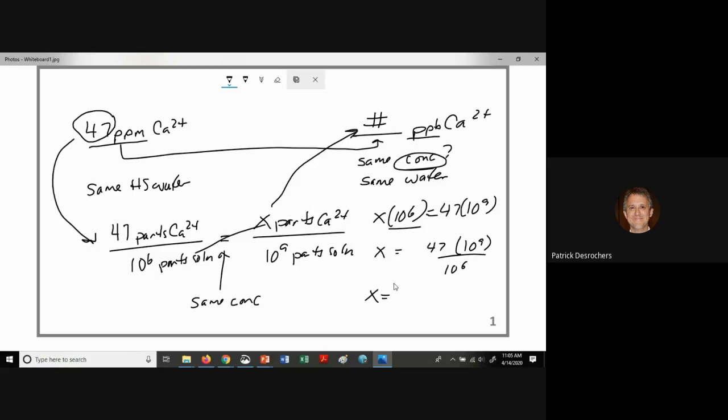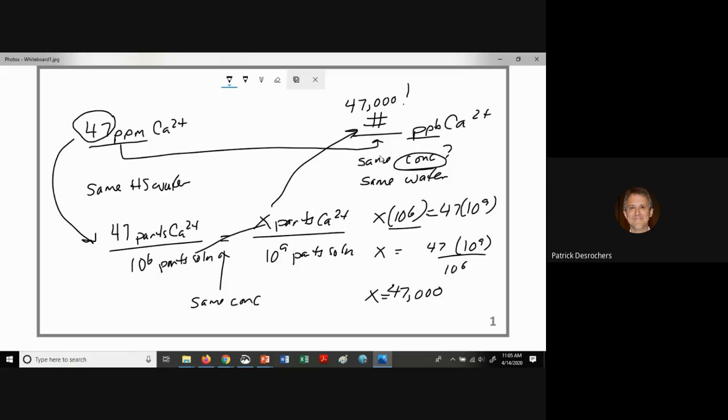Anybody got a number? 47,000. So this answer would be 47,000, exclamation point. It's 47 parts per million, and it's 47,000 parts per billion. Same concentration because it's the same water, but Alexa was right in that the number would be different. It's important to appreciate that it's two ways of expressing the same concentration.